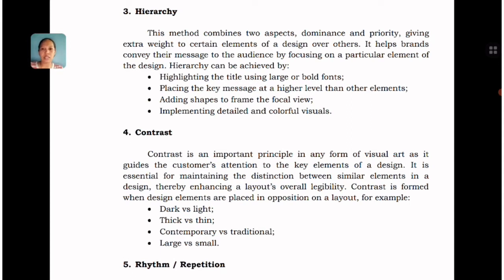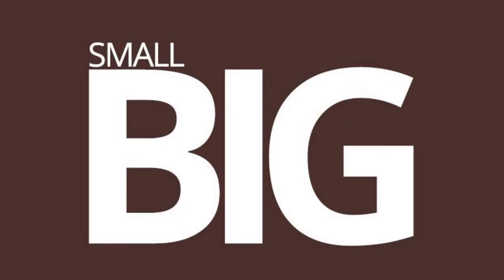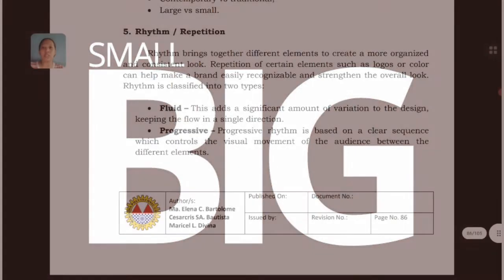Next, contrast is an important principle in any visual form as it guides the customer's attention to the key elements of a design. So, example natin ng mga contrast yung dark versus light, thick versus thin, contemporary versus traditional, large versus small. Next, we have the rhythm or repetition.